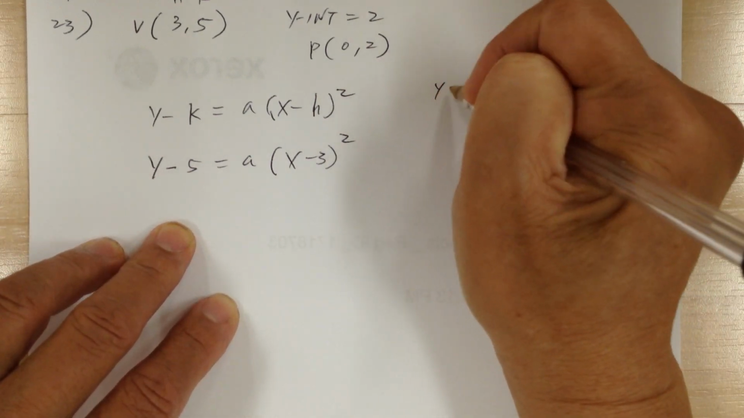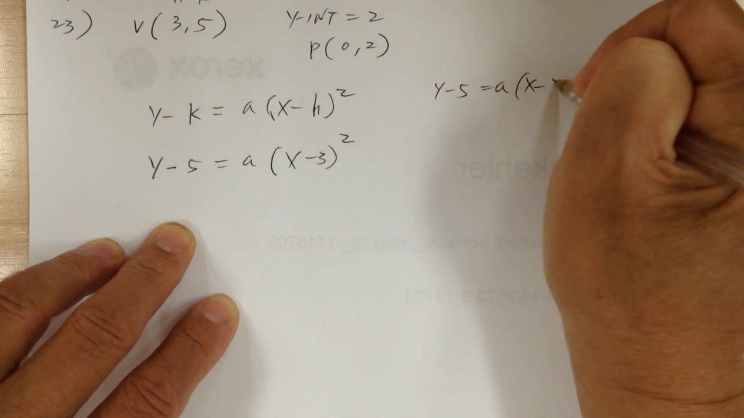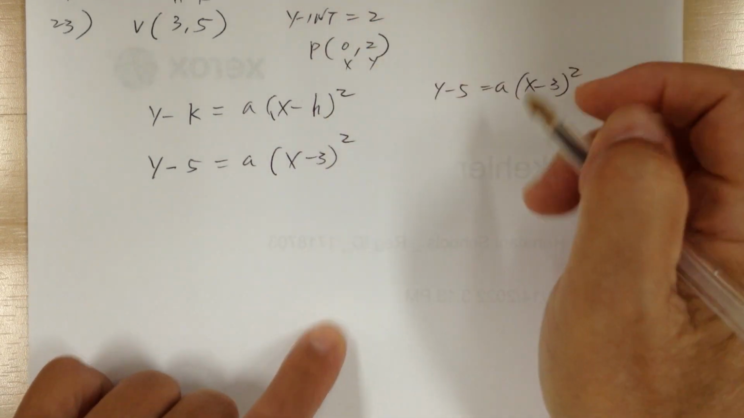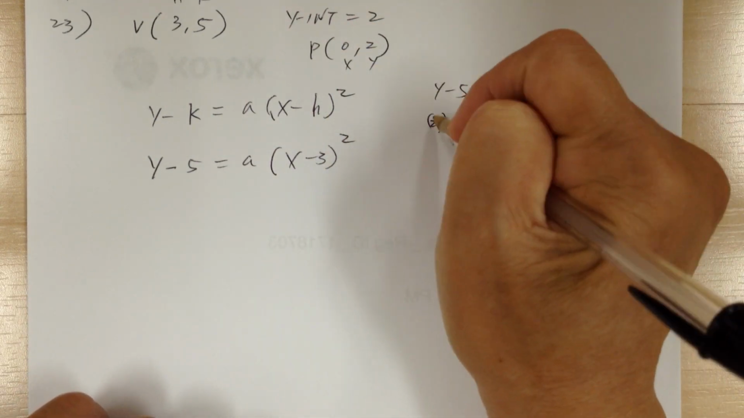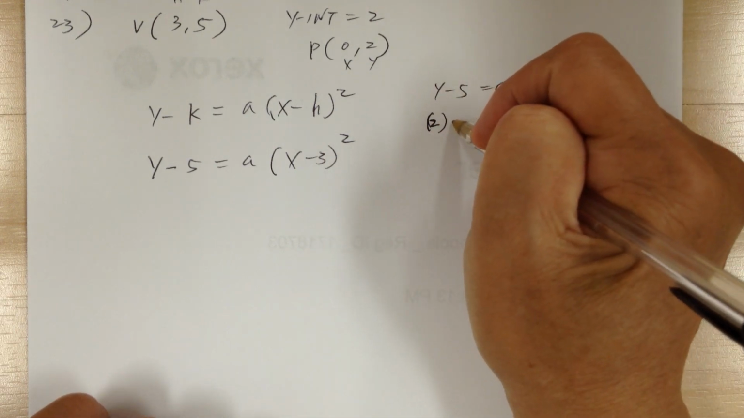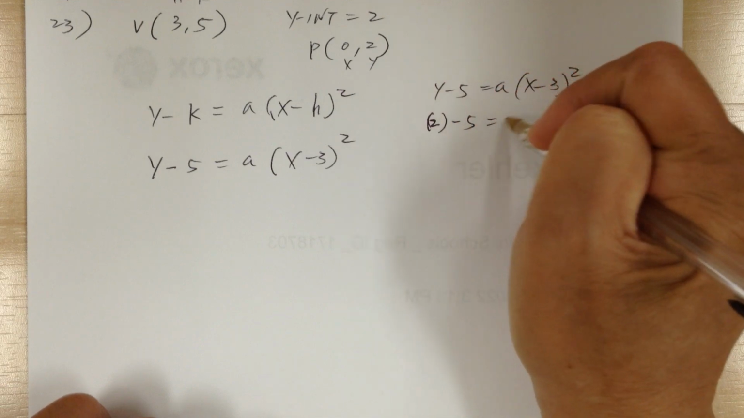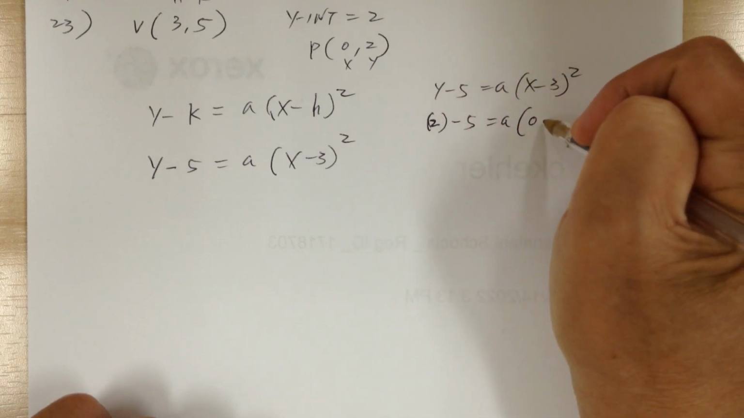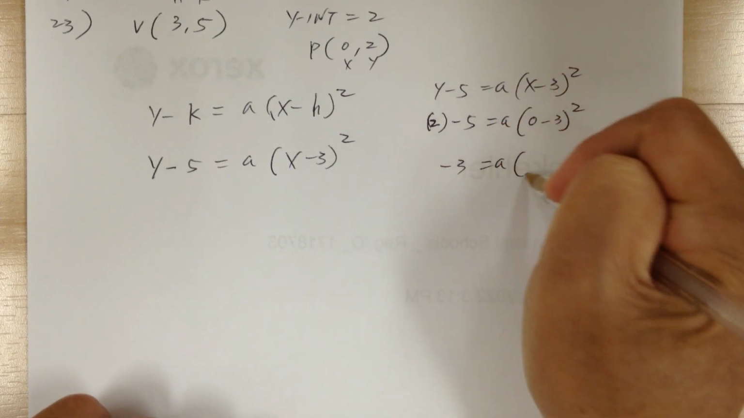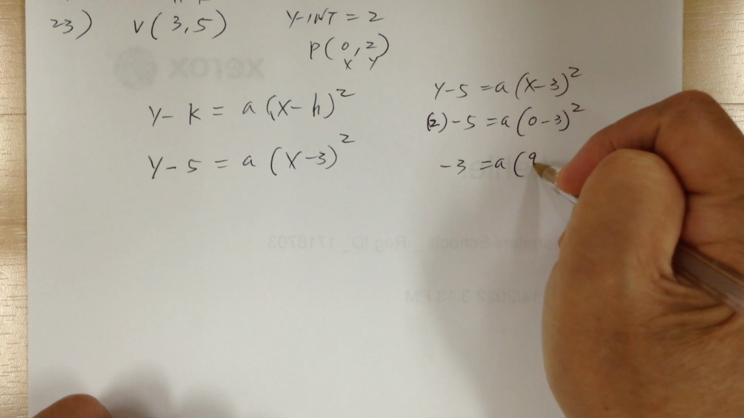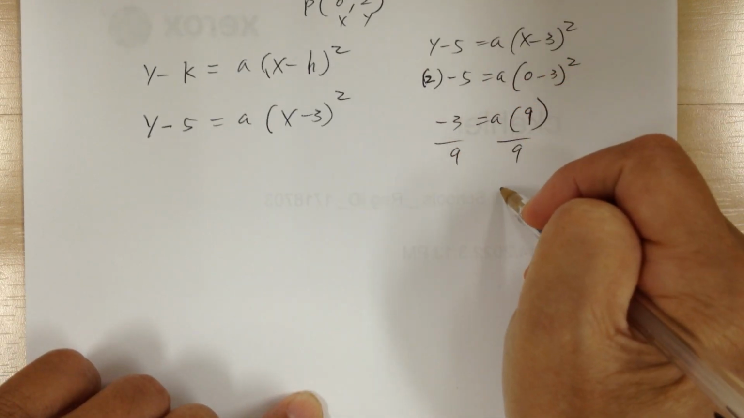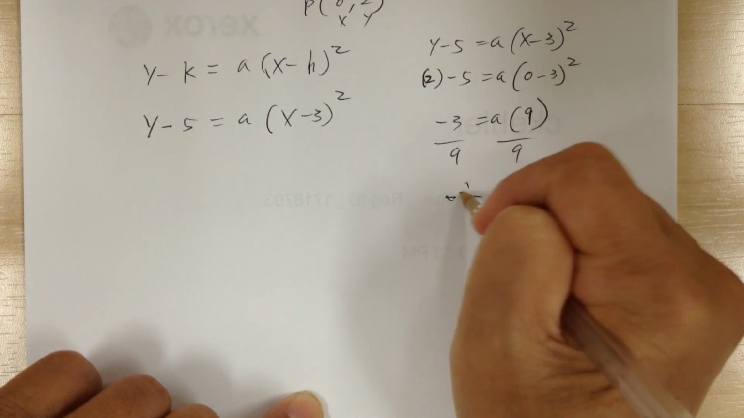So you have y minus 5 equal to a times (x minus 3) squared, and you're going to put this point in here for your x and y. So you're going to get 2, and put it in parentheses, because parentheses tell you that's what you substitute. So 2 minus 5 equal to a times (0 minus 3) squared. You get negative 3 equal to a times 9, and then you divide by 9 on both sides. So a equal to negative 1 over 3.